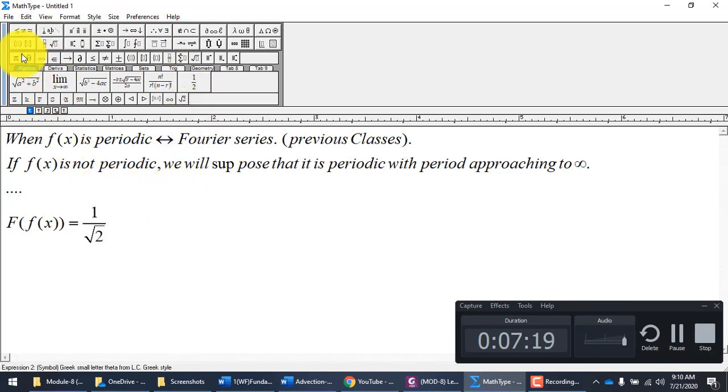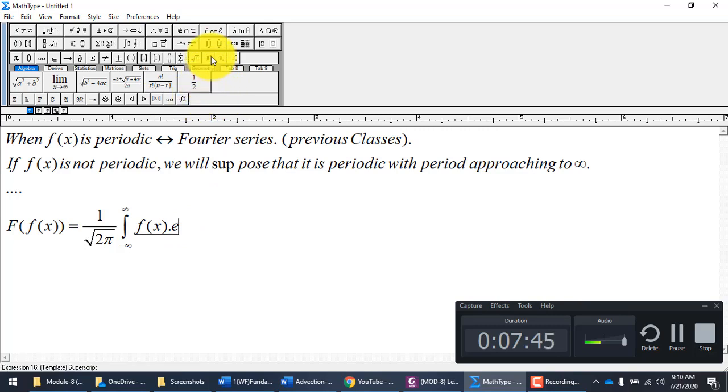2 pi, integral from minus infinity to infinity. Your function has to be defined on the whole real line. So if the function is defined for the whole real line, then you can talk about the Fourier transform of f of x, and you should multiply this with a factor which is known as the kernel of the transform.